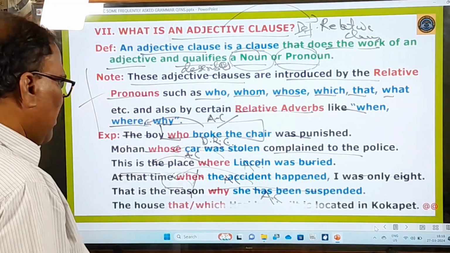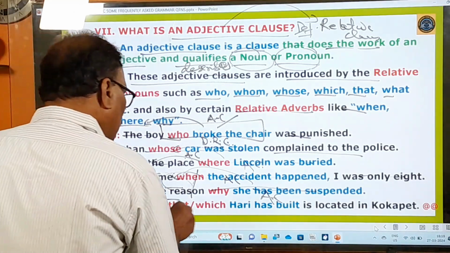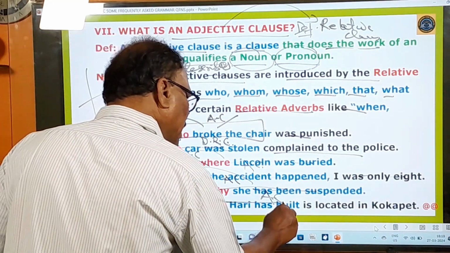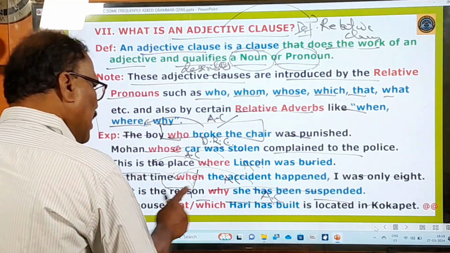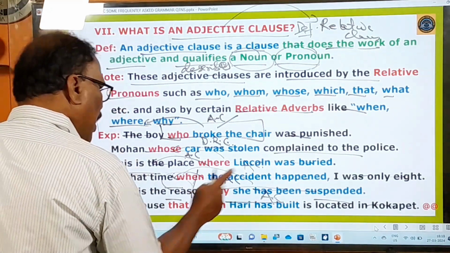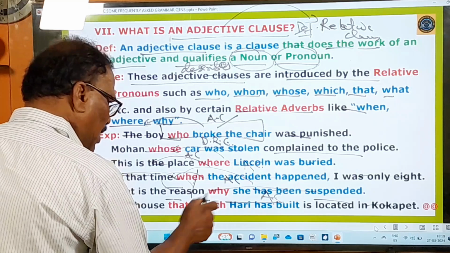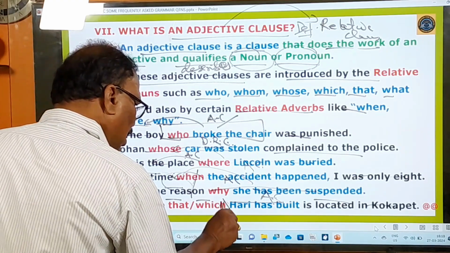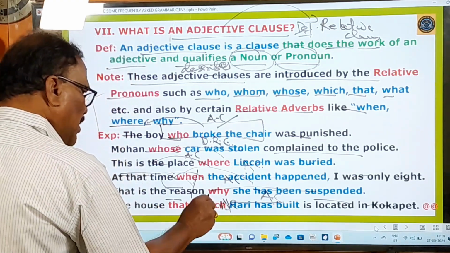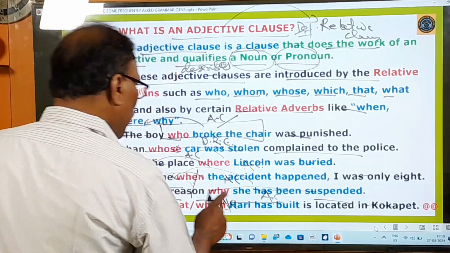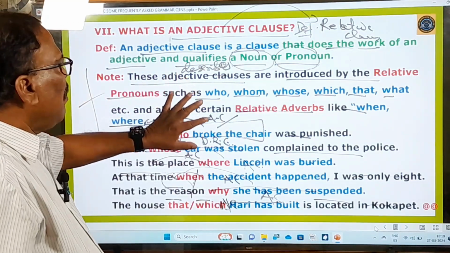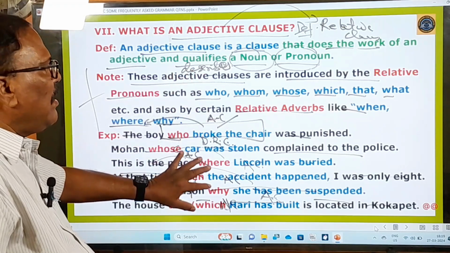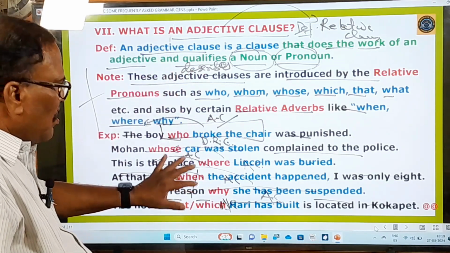And one more example I think there is, the house that or which Hari has built is located in Kokapet. The house that Hari has built, the house which Hari has built, that or which, anything you can say. This is an adjective clause, right? Okay, and this is located in Kokapet. So in all these examples, these are called adjective clauses or defining relative clauses. Also, you can call them.